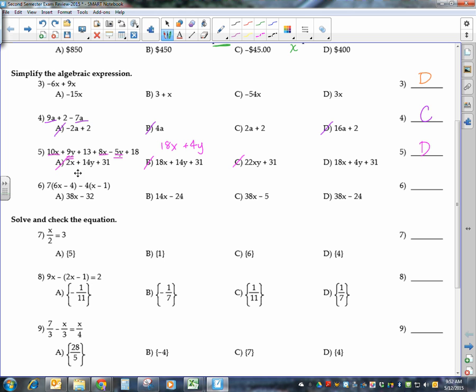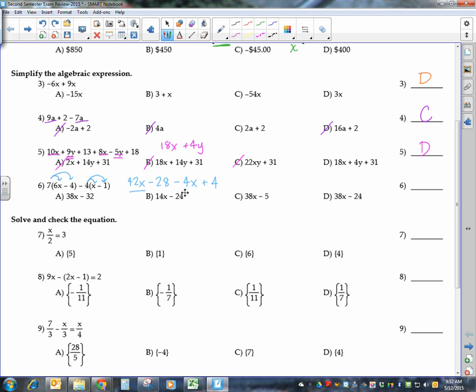Okay, on to number 6. You've got to remember that we have to distribute. So we're going to get rid of the parentheses in both of these. 7 times 6x is 42x. 7 times -4 is -28. -4 times x is minus 4x. And -4 times -1 is plus 4.